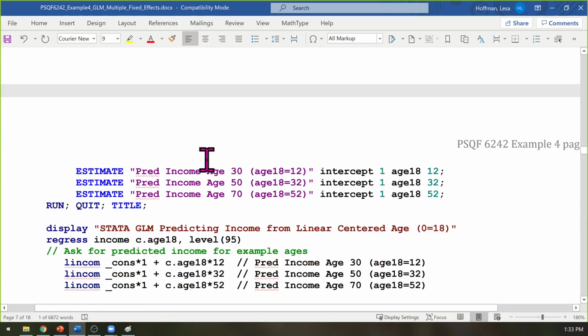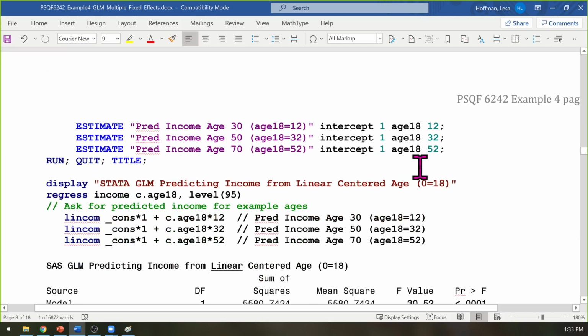I am demonstrating estimate statements. So this is the same logic by which you predicted fits for pleases heard of 4 versus 10. So filling in the value of the predictor for which you want a predicted outcome. If I wanted to predict what the model says income would be at age 30, then I need 1 beta 0. I need the beta 1, the slope of age, and I need to put 12 there.